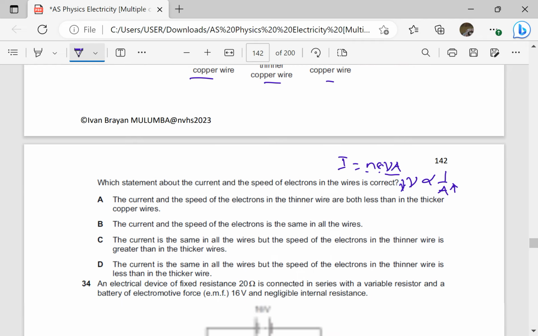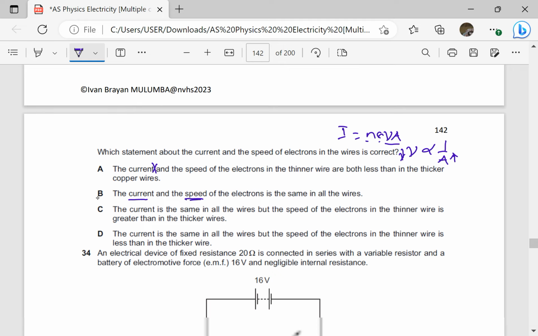So let's check the alternatives. The current and the speed of the electrons in the thinner wire are both less than in a thicker wire. The current is the same, so no. The current and the speed of the electrons are the same in all the wires. The current is the same, but the speed is not the same, because speed is inversely proportional to cross-sectional area. The current is the same in all the wires, which is true, but the speed of the electrons in the thinner wire is greater. The thinner wire has a smaller cross-sectional area, therefore the speed is going to be greater. So the answer is going to be C.